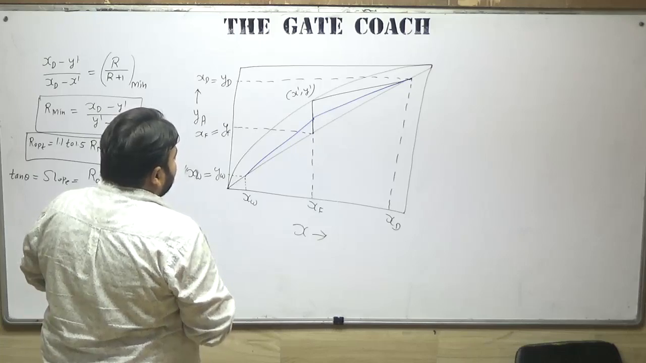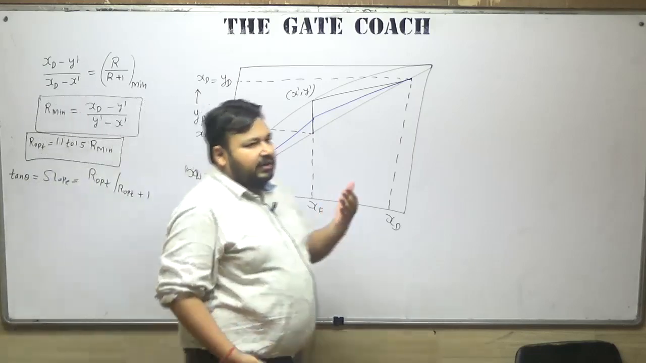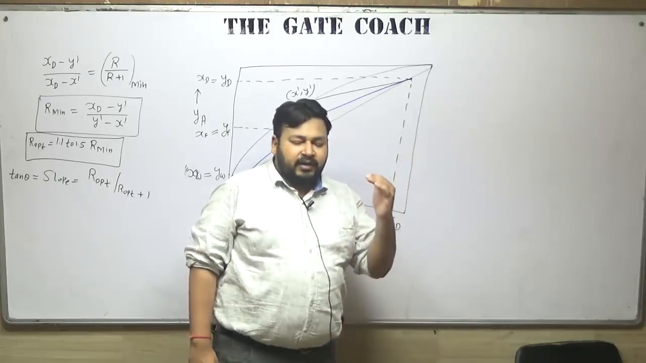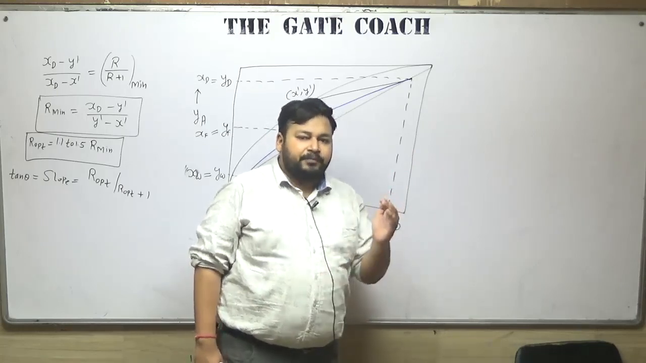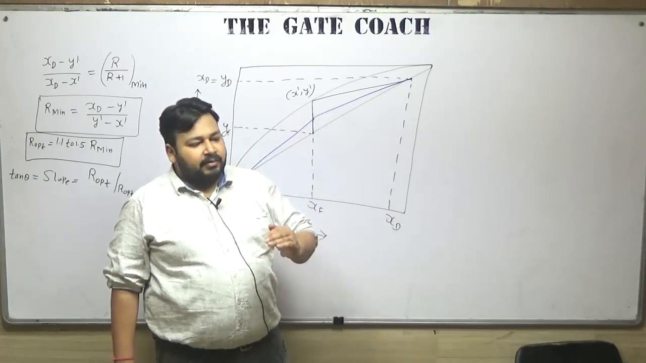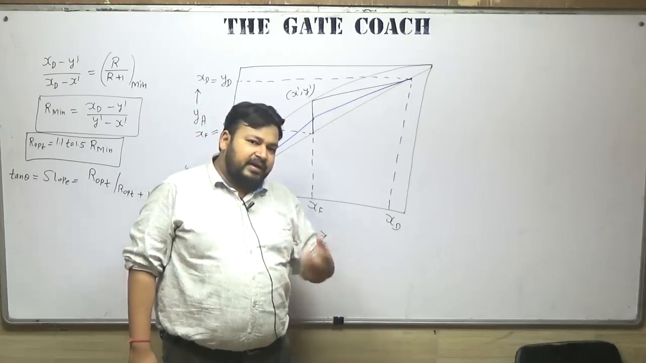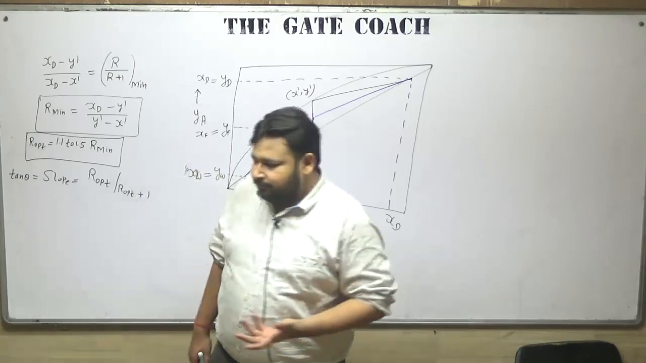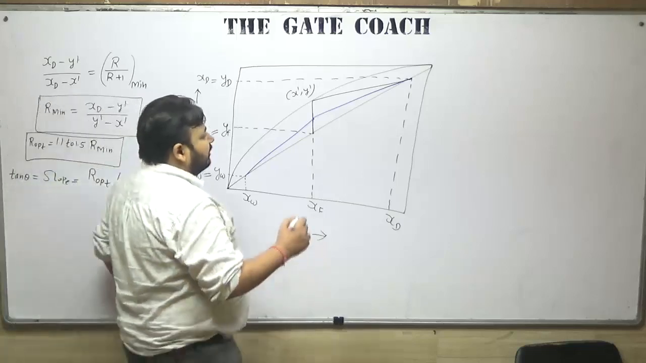In the topic of reflux ratio, we observed that if the operating line moves away from the equilibrium, the reflux ratio increases. And if the operating line moves towards the equilibrium, the reflux ratio decreases. If the operating line moves further away and becomes the diagonal line, the reflux ratio is maximum. And if the operating line comes very near and hits the equilibrium curve, then the reflux ratio is minimum. Okay. We already explained that.